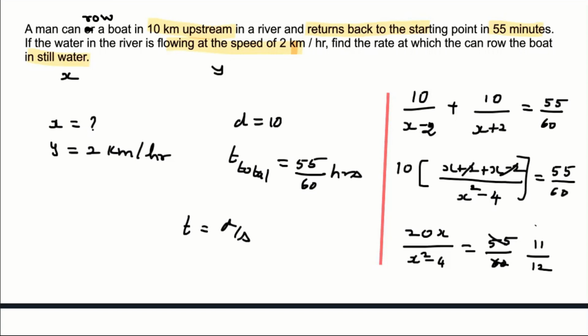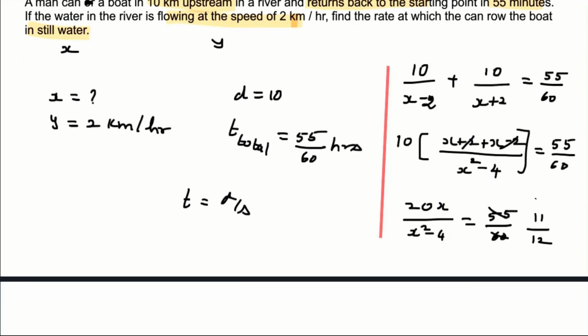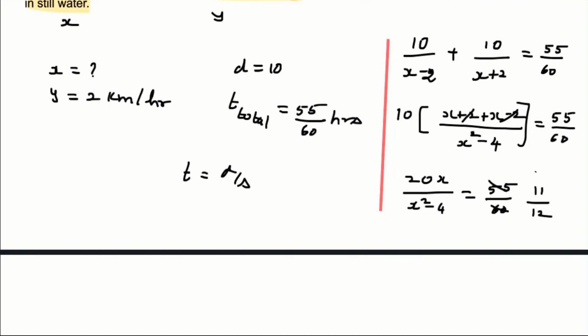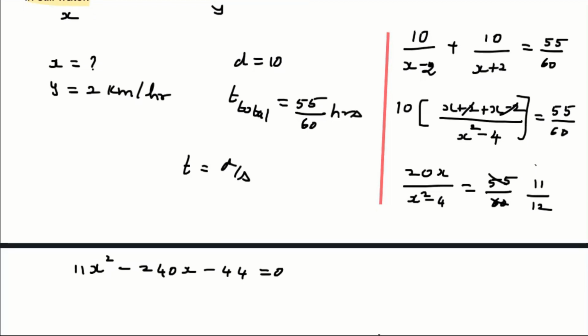Now cross multiply. On cross multiplying, what equation will we get? 11x square minus 240x minus 44 equal to 0, which is a quadratic equation. On solving this, you can factorize or use the formula, the choice is yours. Let us factorize.